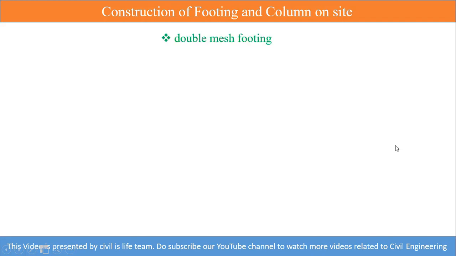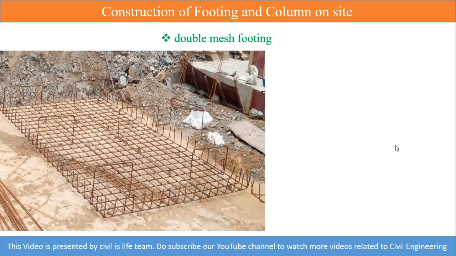Then next, in this video I am going to talk about the double mesh footing only. So here this one is the double mesh footing. I have cropped this image. As I had said, in double mesh footing there will be main reinforcement at the bottom as well as at the top. So this is the bottom mesh. Now on this they are going to put the top main reinforcement.